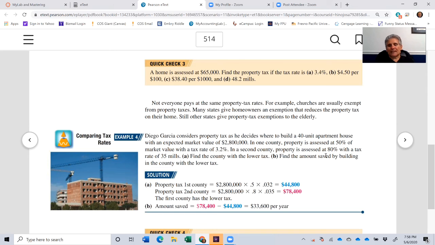The second property is assessed at 80%, and the rate is 35 mils. Well, 35 mils first has to be converted to a rate, so 35 divided by 1,000 is going to give you 0.035. So we'll take the 2,800,000, first multiply it by the 80% to get the assessed valuation, and then multiply it by the 35 mils rate, which is 0.035, and we get 78,400. The difference between the two taxes is $33,600 per year. So naturally, that's going to be pretty significant, something that a business owner would like to take into consideration.